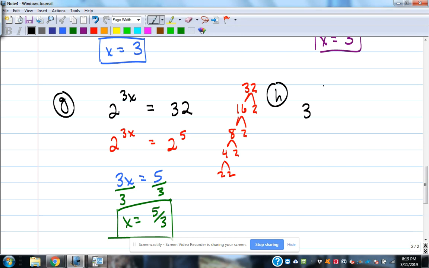Let's try this one. 3 to the 4x is equal to 243. It's a weird number, but I've got to think because the base on the left side's a 3, that 243's got to be 3 to a power, most likely. Three times 81 is 243. 81 would be 9 times 9. 3 to the 5th power.